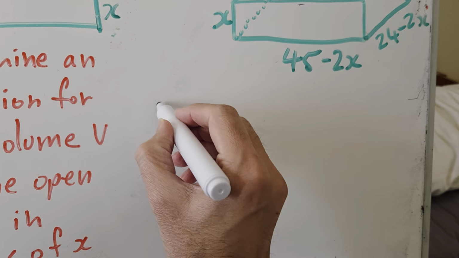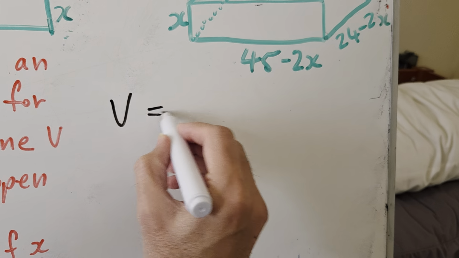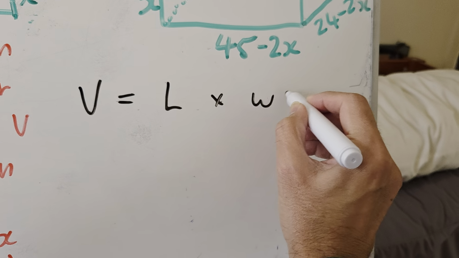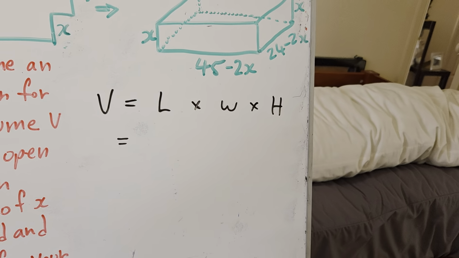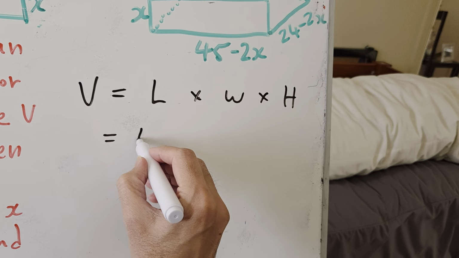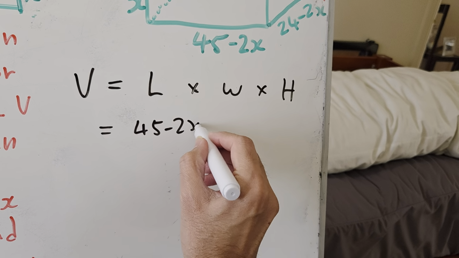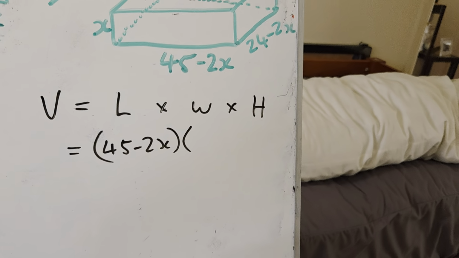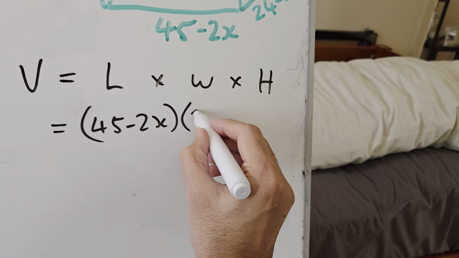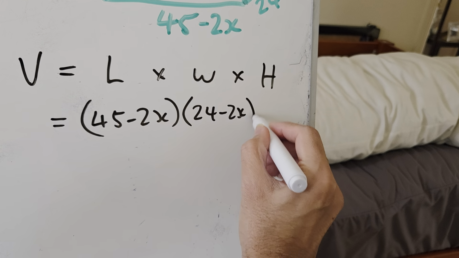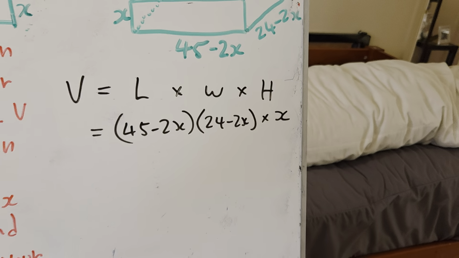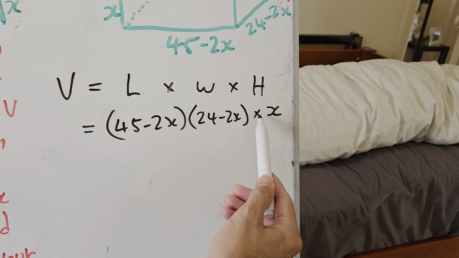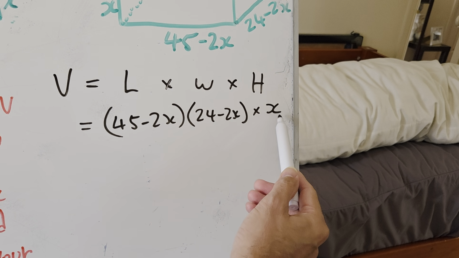So we start with the volume formula. The volume of a box or a cuboid is given by length times width multiplied by height. So what is the length over here? The length is 45 minus 2x, and the width is 24 minus 2x, multiplied by the height. The height is x. Do not confuse the x and the times. That's times and that's x.